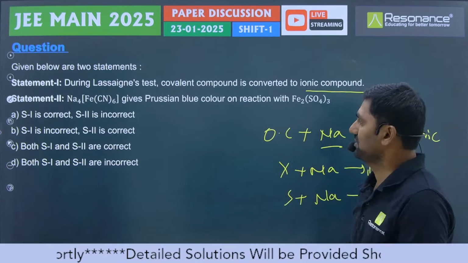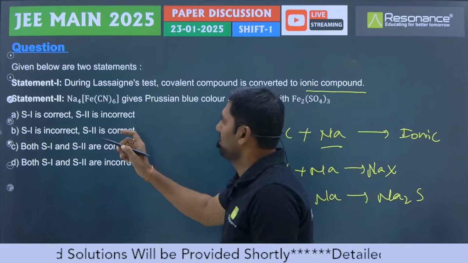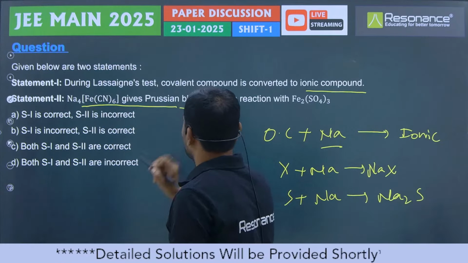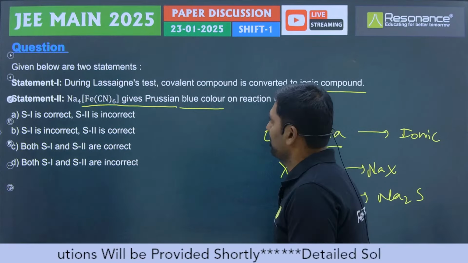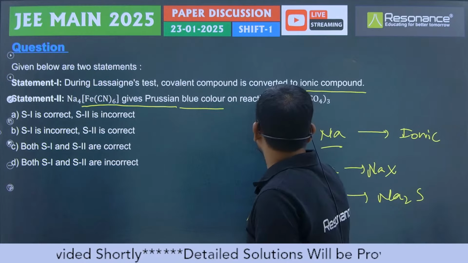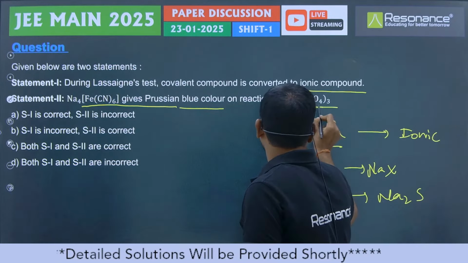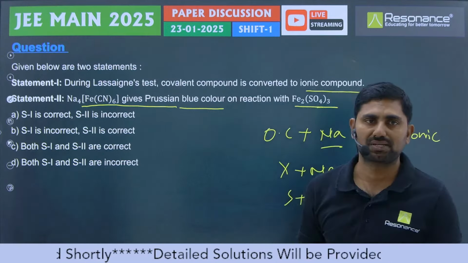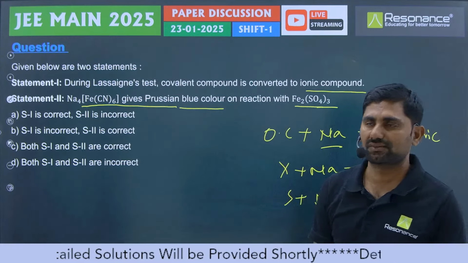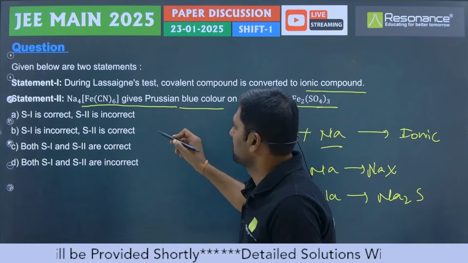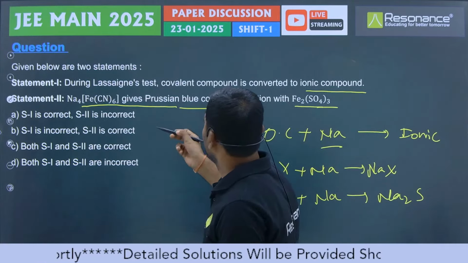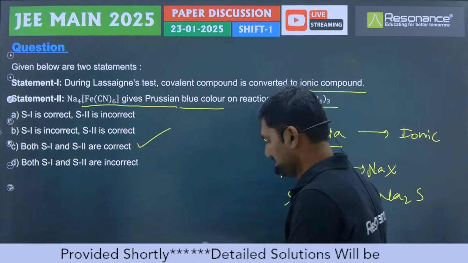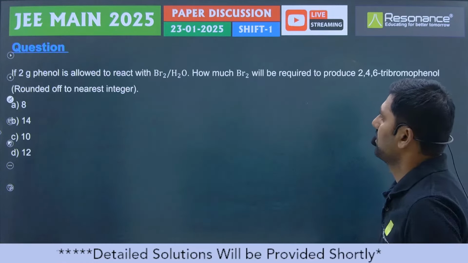So statement 1 is correct. And statement 2, it is also directly from NCERT, a direct statement. Whenever Na4[Fe(CN)6] is treated with Fe2(SO4)3, we will get Prussian blue. It is also a correct statement. So statements 1 and 2 both are correct. Which option is that? C. Next.